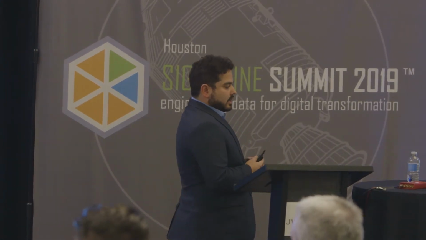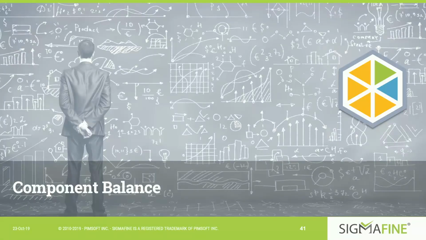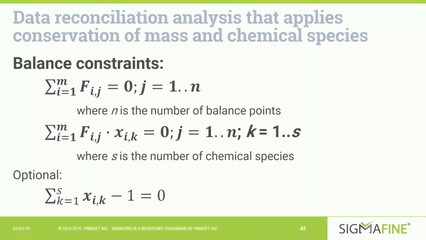We're going to take a look at some examples of component balance now. So component balance is a reconciliation analysis that is going to apply certain constraints. The first constraint is your classic mass in, mass out constraint. The second constraint that's applied is the same mass balance, but applied to the individual components.